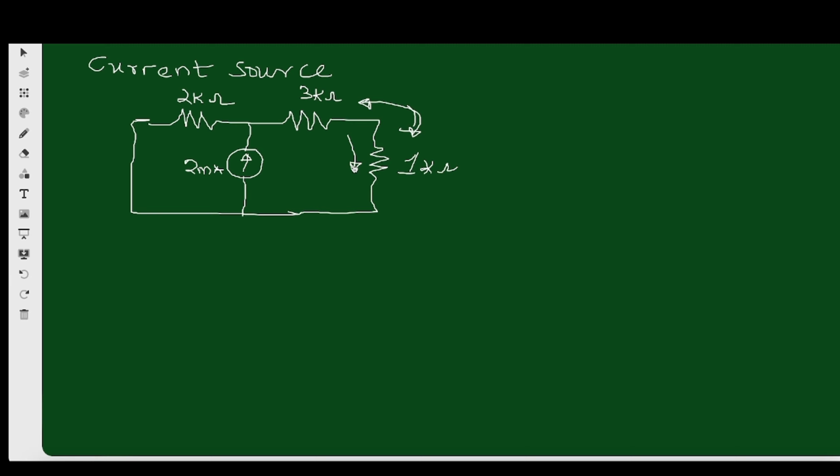So what do we do? Very simple, current division. Applying current division, because that's what I'm looking for. I want to see the current that is faced by the 1 kilo ohm resistor. That's what the question asks us to do. Current division rule.